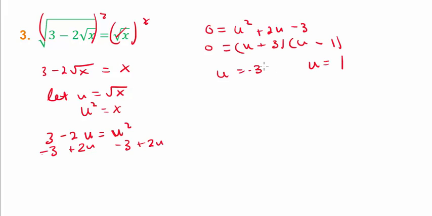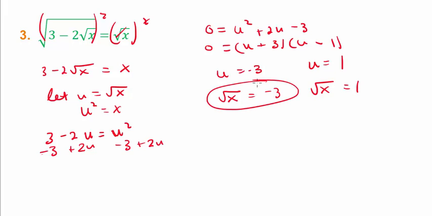Sorry, that's negative 3. And so finally I know that my u was actually square root of x is equal to negative 3, and square root of x is equal to positive 1. Now this presents a bit of a problem because the square root of x can never equal a negative value in the set of real numbers. So I know that this is not an actual answer. This will produce an extraneous solution.